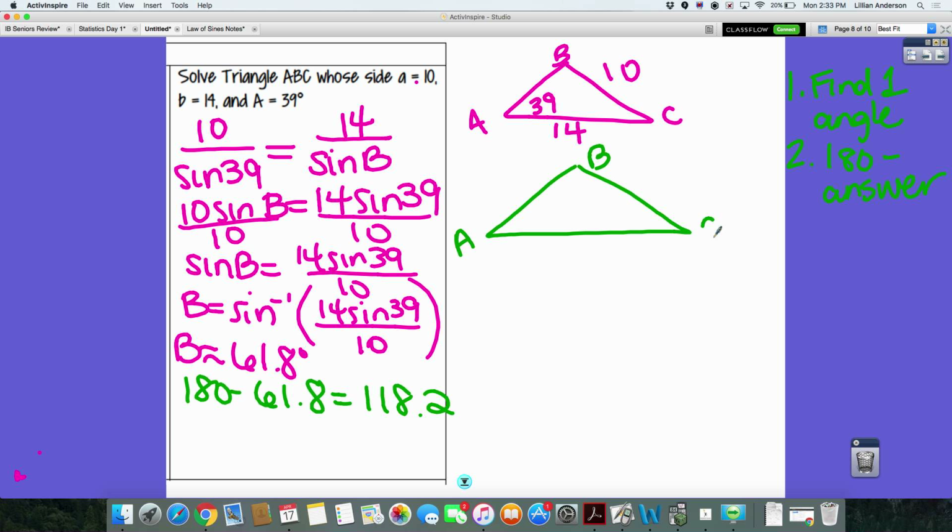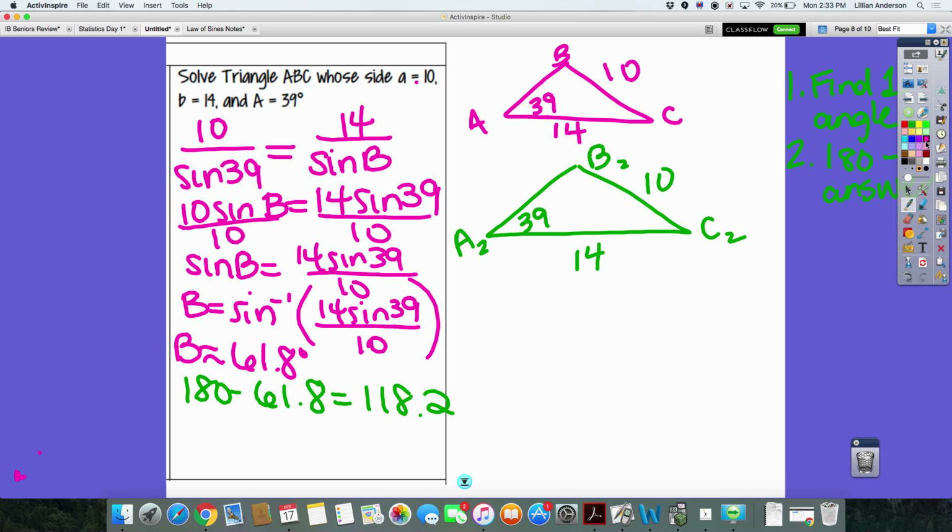Okay? Here's the second triangle, and to identify, I'm going to label these with 2's. Okay? Angle A is still the same. Side A is still the same. Side B is still the same. The difference comes here. In triangle 1, angle B is 61.8. But in triangle 2, it's 118.2.